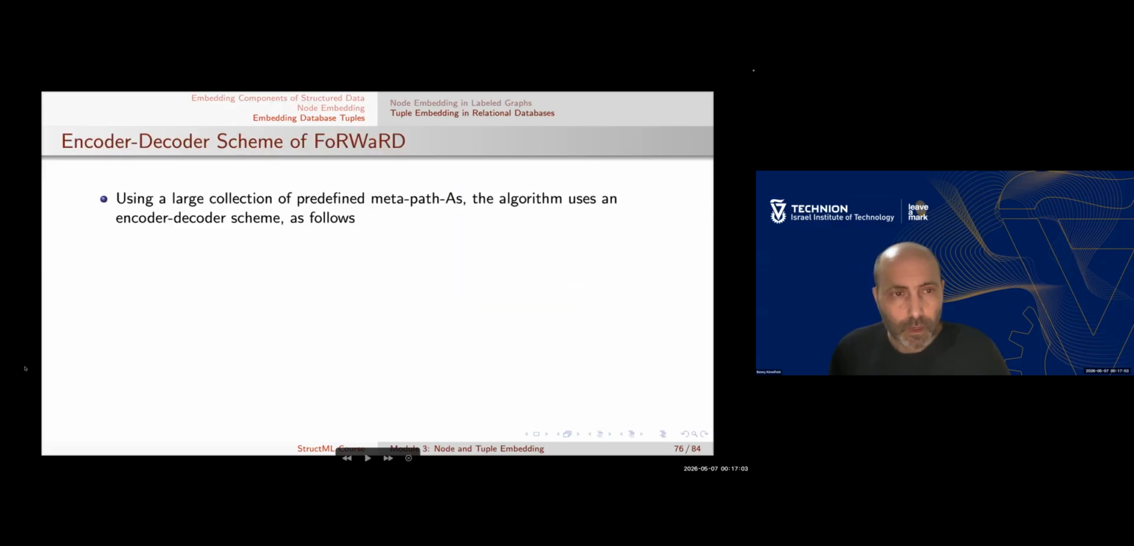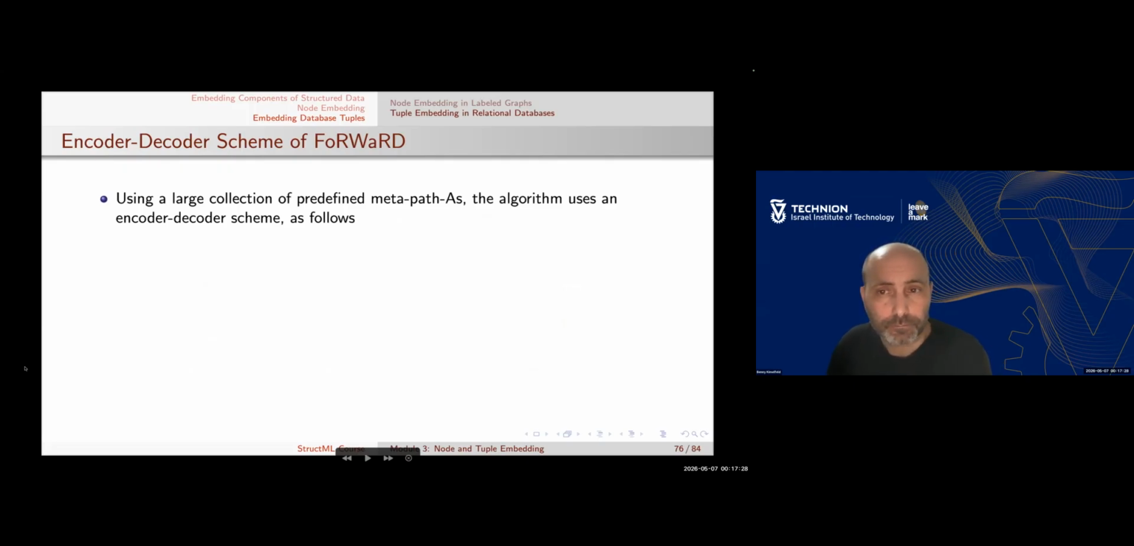Okay, now that work uses a large collection of metapaths that are predefined. It can be, for example, all of the metapaths or all of the metapaths that are of length at most 3 or 4.